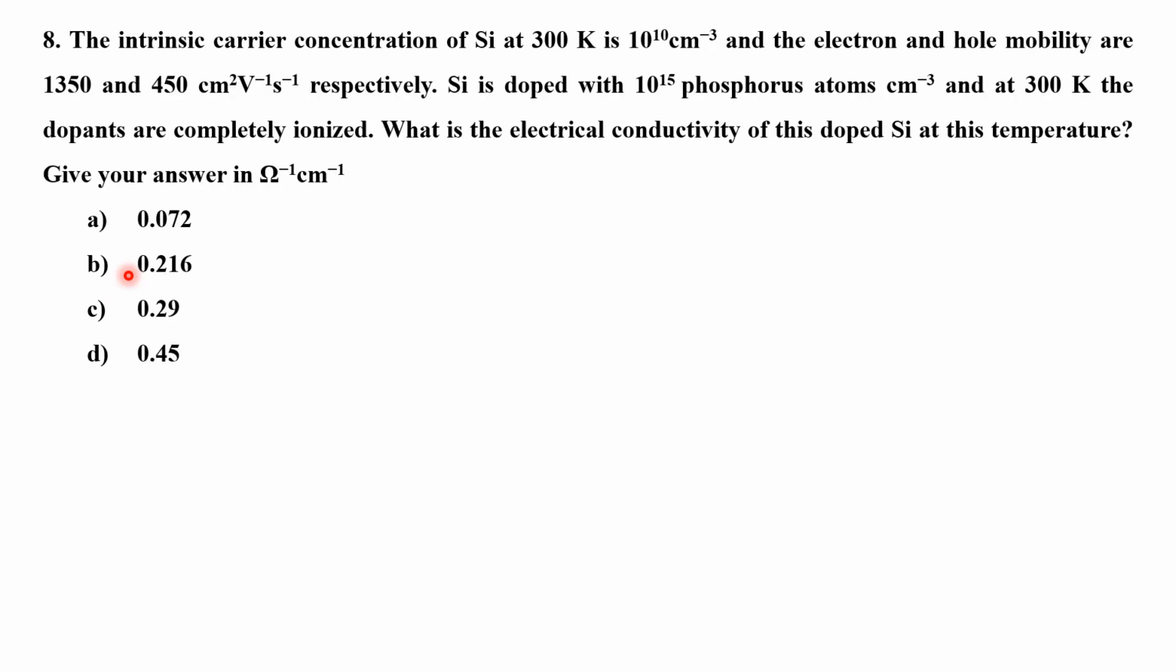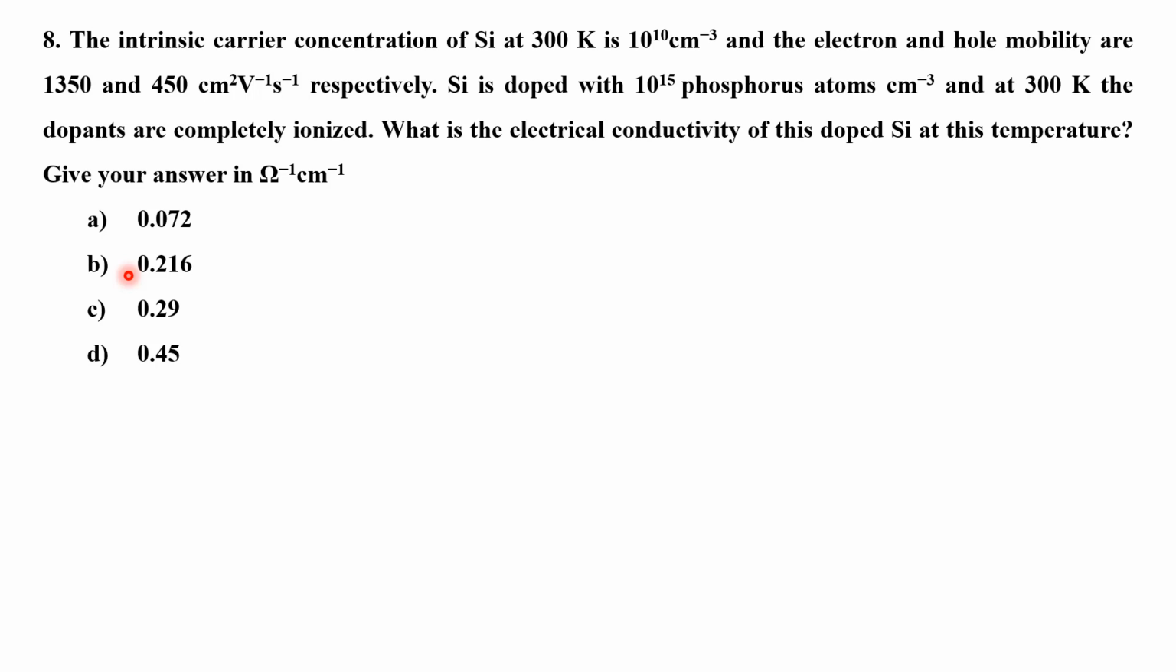So again, intrinsic carrier concentration of silicon is given, Ni is given, electron and hole mobility is given to you. And silicon is doped with 10 power 15 phosphorus atoms at 300 Kelvin and the dopants are completely ionized. You have to find the electrical conductivity. Here the material is doped only with one type of atom. But then also you have to find the values of n and p.